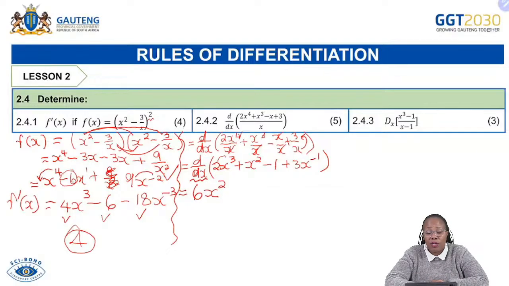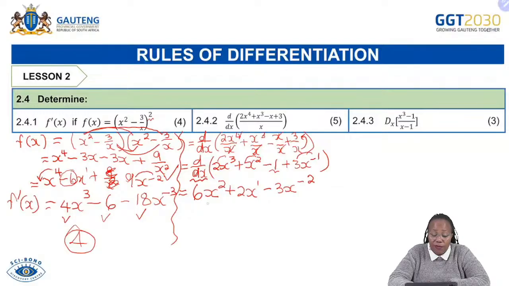We are applying the rule now. The rule says 2 times 1 is 2. Subtract 1 from the exponent, it is to the power 1. Minus 1 is a constant number, the derivative is 0. And then minus 1 times positive 3 is negative 3, x to the power negative 1 minus 1, it's a minus 2. And now, grade 12, that is your derivative for that particular answer.